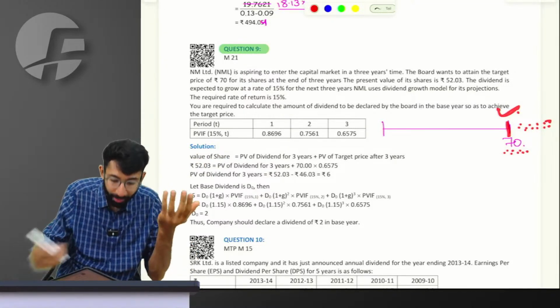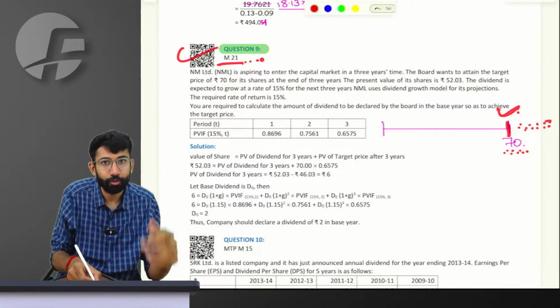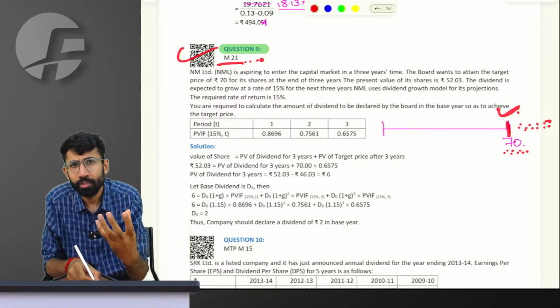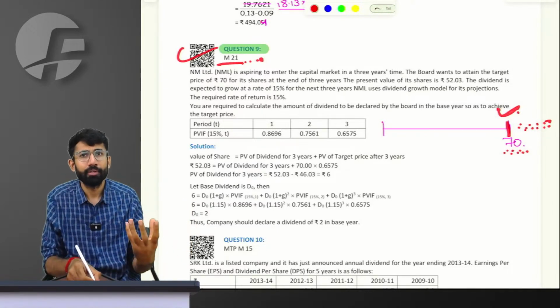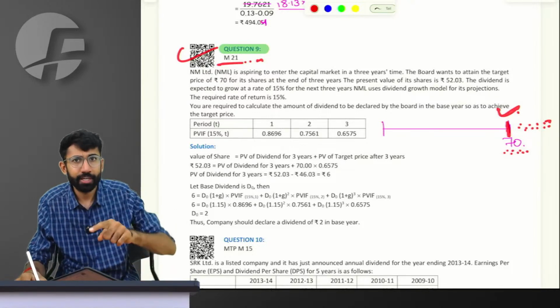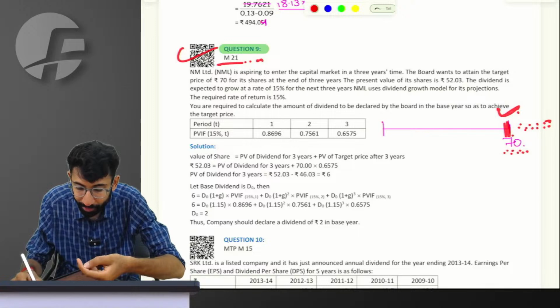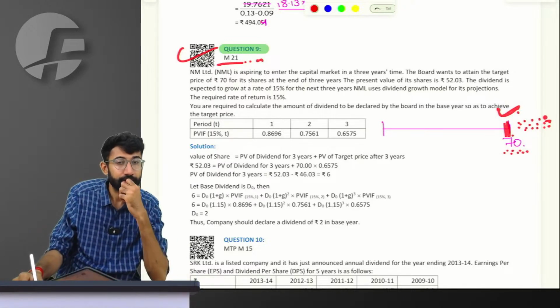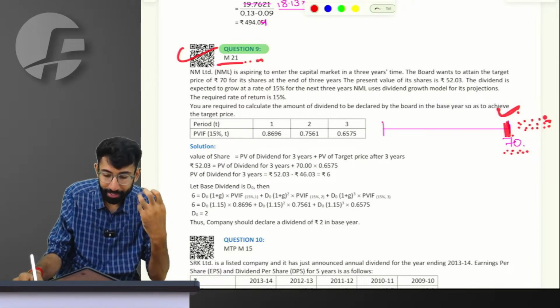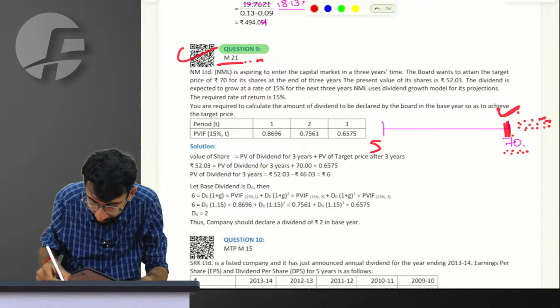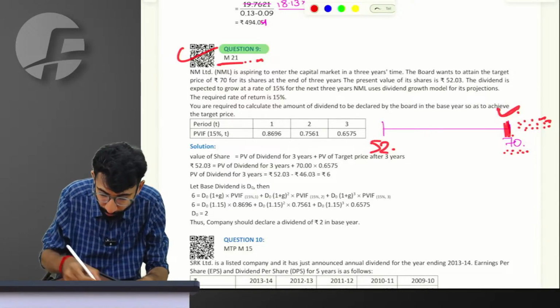When I saw this question in May 21 for the first time, I found it with a discomfort. I thought the value of a share at any given point depends on the future cash flows. So if the price should be 70, the examiner should give us future dividends. It has not. Then what has it given? It says that right now the price is 52.03.